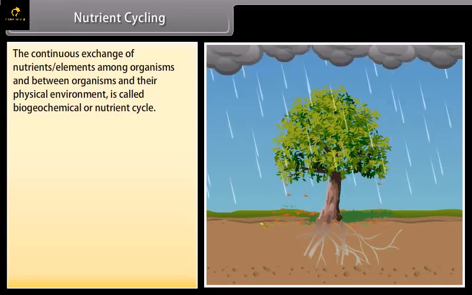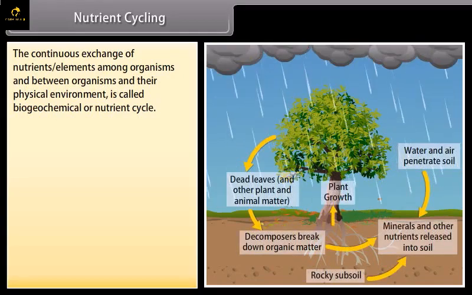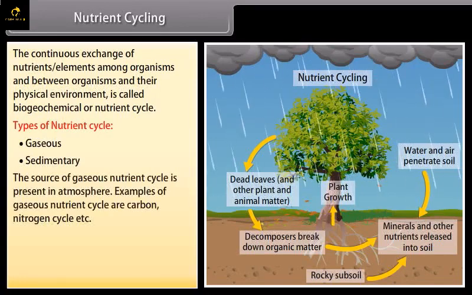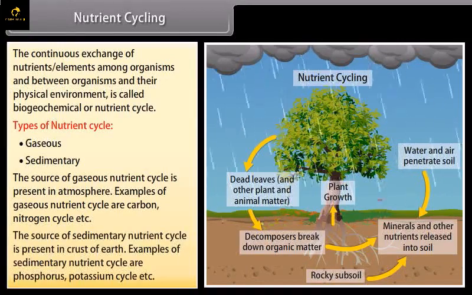Nutrient cycling. The continuous exchange of nutrient elements among organisms and between organisms and their physical environment is called biogeochemical or nutrient cycle. Types of nutrient cycle: gaseous, sedimentary. The source of gaseous nutrient cycle is present in the atmosphere. Examples of gaseous nutrient cycle are carbon, nitrogen cycle, etc.